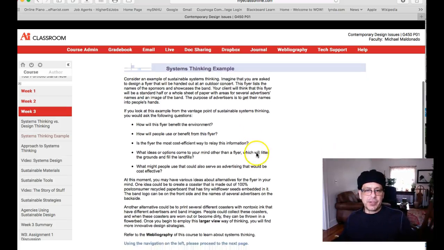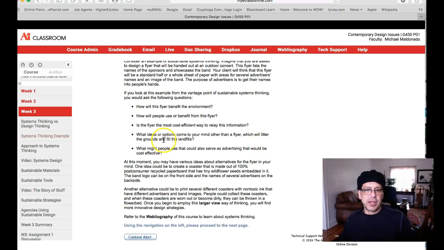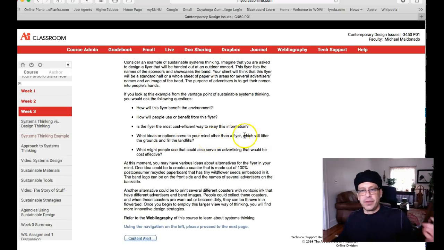What ideas or options come to your mind other than a flyer, which litters the ground and the landfill? So those of you who have thought of your collateral pieces as a brochure or a flyer, have you thought about what the recipient is going to do with said piece after they're done with it? And even if they do discard it responsibly, are the actual materials recyclable?